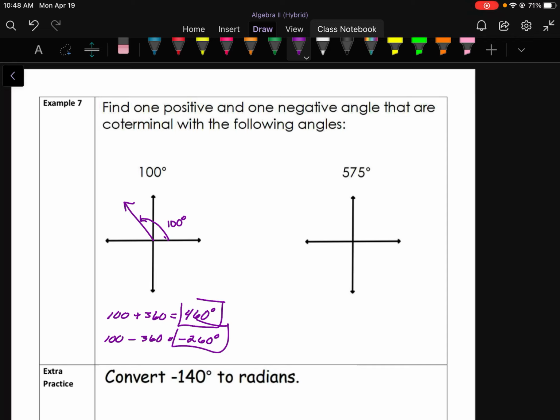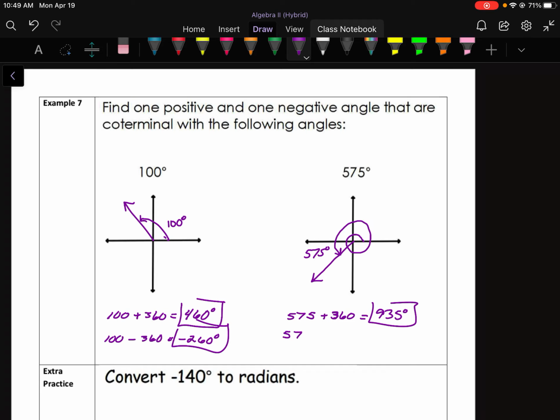Now 575, so here's how we would draw this. Start here, we go around once, there's 360. And then if you count the leftovers, it takes you somewhere between 180 and 270. So it's a 575 degree angle. So to find coterminal angles, take 575 plus 360. And we end up with 935 degrees.